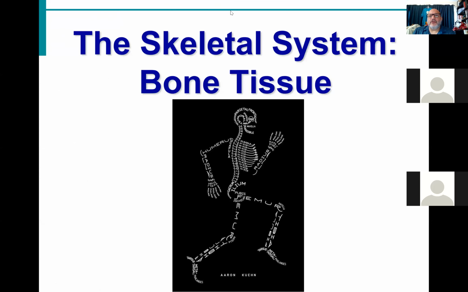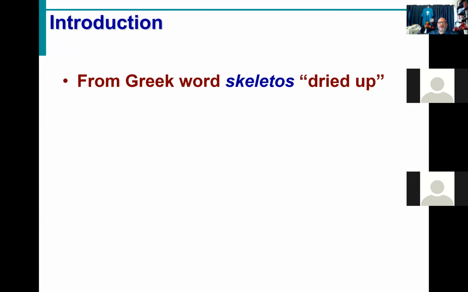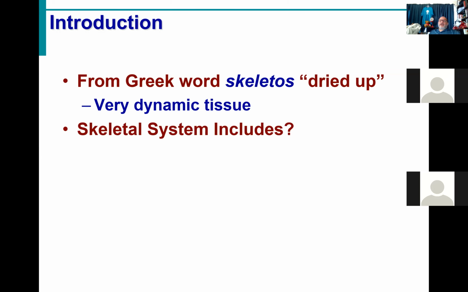So we have moved on to our second organ system, and that second organ system is the skeletal system. As I mentioned, what we need to do first is talk about our bone tissue. As I already mentioned, this word skeleton comes from the Greek word skeletos, which means to be dried up. But as we already talked about, the bone is a very dynamic connective tissue, making the bones a very dynamic organ. The skeletal system is an organ system.